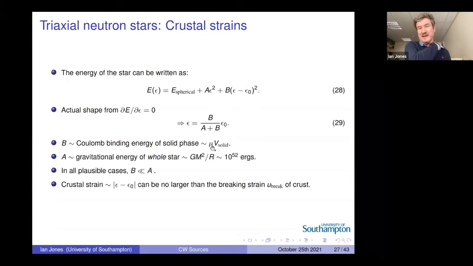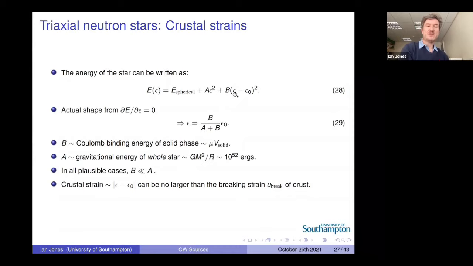The shear modulus is basically a binding energy per unit volume of a crystalline lattice times the volume of the solid phase. If you put numbers in there, for the crust, you get more like 10 to the 47 ergs. It depends on exactly how thick the crust is and how strong it is. But basically, you find that B is much, much less than A. So in other words, gravity is in some sense dominant in determining the shape. And there's a lot more energy in gravity than in elasticity here. So it's difficult for the elasticity to compete with gravity.